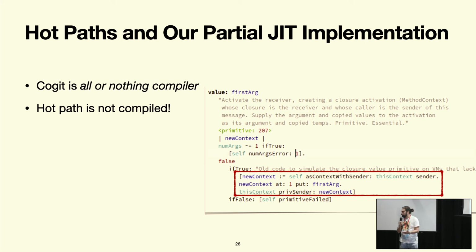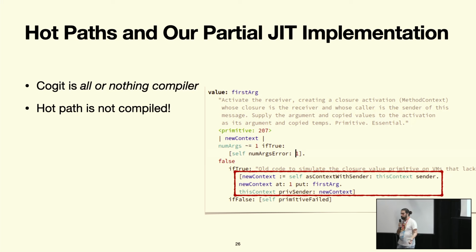It shouldn't be a really big deal. So we didn't implement that one. But Cogit, the JIT compiler we have, is an all or nothing compiler. So when it looks at the method, it will say, okay, can I compile all the bytecodes here? And if I can compile all the bytecodes, it will compile the method and it will generate machine code. And otherwise, if there is at least one bytecode that is not supported, it will say, no, sorry.